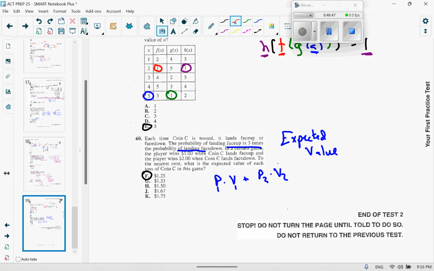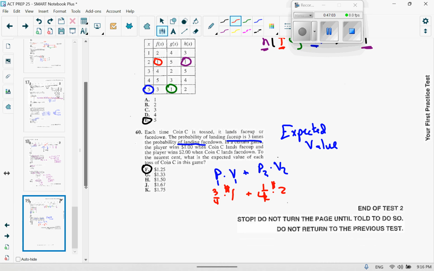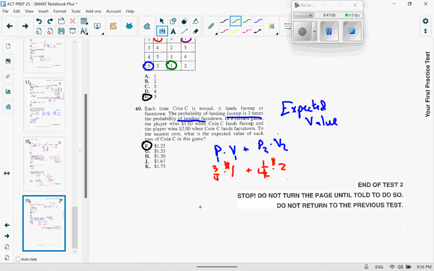So for example, it says 3 times the probability of landing face down, so the probability of that one has got to be 3/4, but I get $1. So the other one is going to be 1/4, but I get $2. So I get 3/4 times $1, which would be 0.75. I get 1/4 times $2, which would be 50 cents, and I can add those together, give me 1.25, aka letter F.